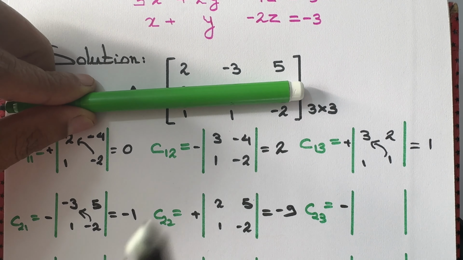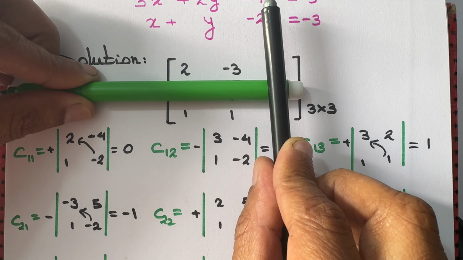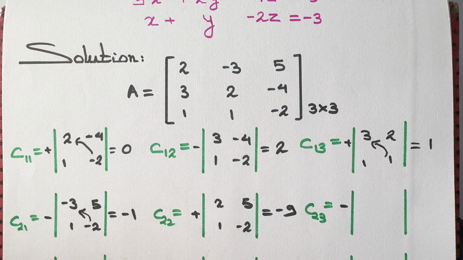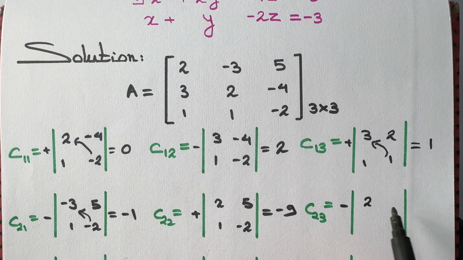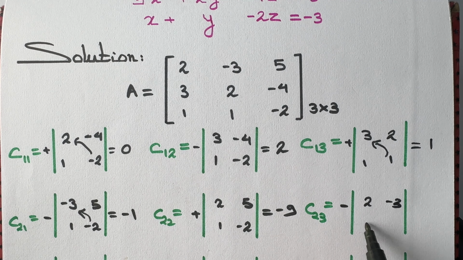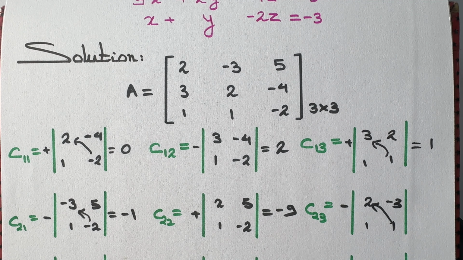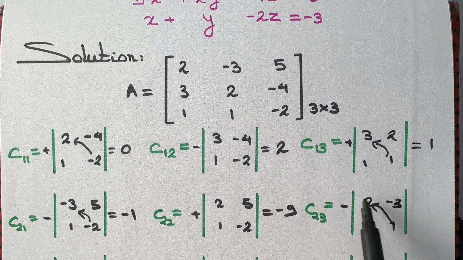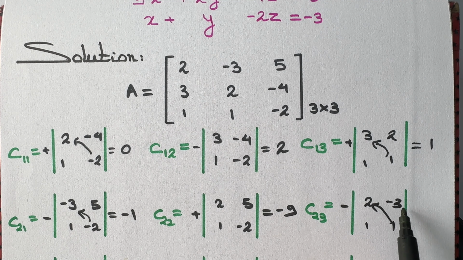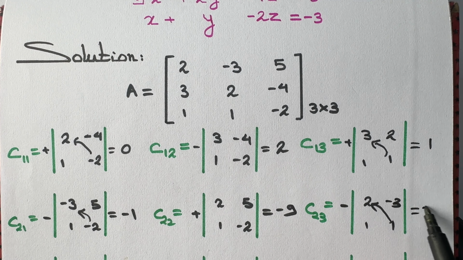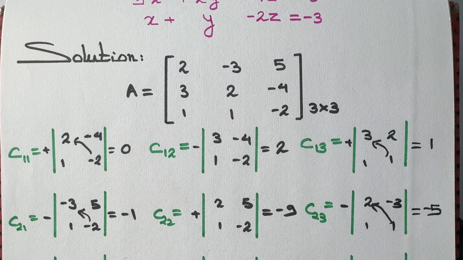Now we cover up the second row and third column. We are left with 2, minus 3, 1, 1. Again, anti-clockwise direction positive, clockwise direction negative. So 2 plus 3, which is 5, but we have a minus outside of the determinant, so we get minus 5. Okay, we computed C21, C22, C23.